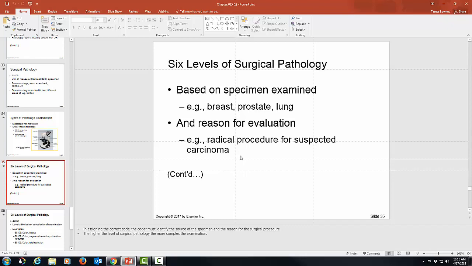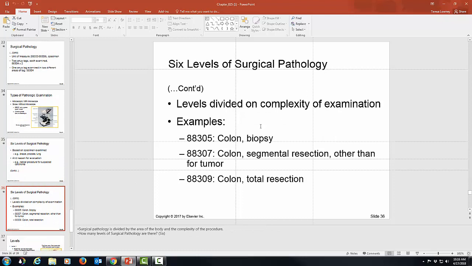Are we looking for a cancer? Where are we looking? The prostate, the breast, the lung? Where is it? The levels are divided on the complexity of the exam. A good example is 88305, which is the colon biopsy. 88307 is a colon, the same place. However, this time we've done a segmental resection other than for tumor. And then 88309 is the colon, a total resection. You see those different levels based on the complexity of the exam.